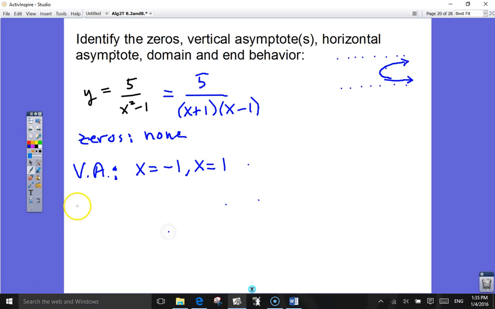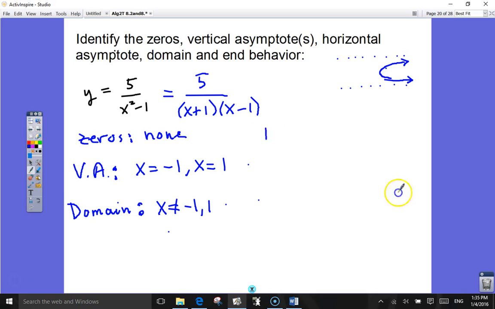Now, what is the domain? What does it say in the instructions I gave you? How do you find the domain of the function? x does not equal the zeros of the denominator. So you just take this and say x does not equal -1 or 1.